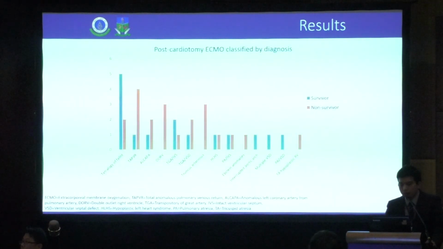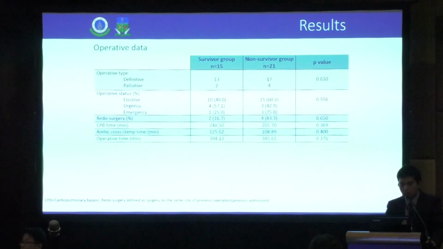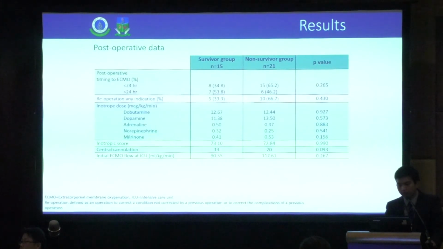This figure shows the preoperative diagnosis. Most cases were tetralogy of Fallot, TAPVR, and others. The operative data table shows that the operative type, operative status, reduced surgery, cardiopulmonary bypass time, aortic cross-clamp time, and operative time were not statistically different. Post-operative timing to ECMO, reoperation for any indication, inotrope dose and inotropic score, and initial ECMO flow at the ICU were not statistically different.